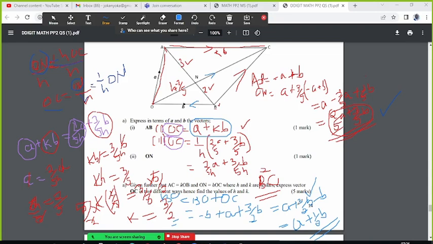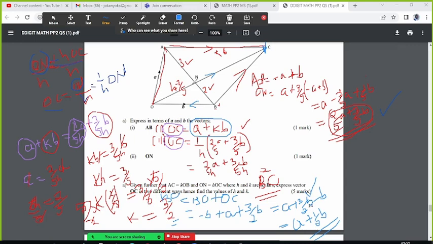Jesse, do we have another question left in these vectors? The ratio in which C divides ON. The ratio in which C divides ON. If we draw the line C, it will divide ON.